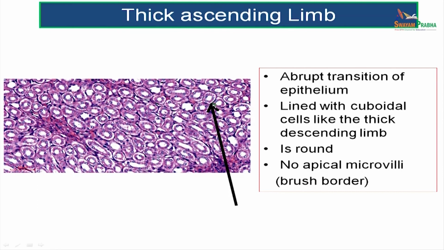Thick ascending limb is lined with cuboidal cells like thick descending limb, but it is more rounded. You can see from this picture it is more rounded, but please note there is no apical microvilli, that is brush border. So, lumen is clearly defined or seen.